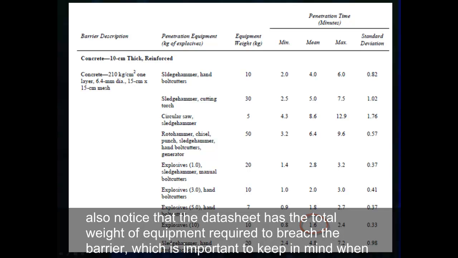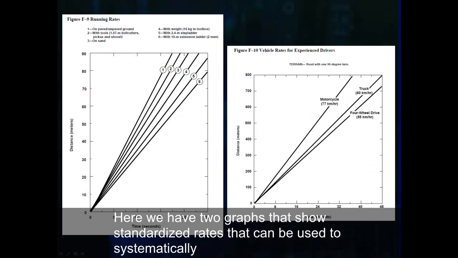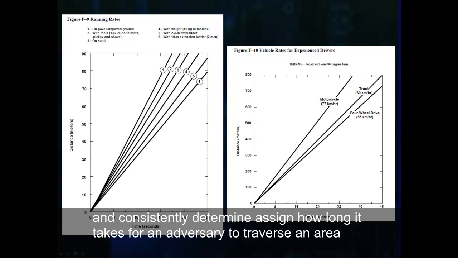Also notice that the data sheet has the total weight of equipment required to breach the barrier, which is important to keep in mind when analyzing multiple barriers because the adversary is limited by how much weight they can carry. Here we have two graphs that show standardized rates that can be used to systematically and consistently assign how long it takes for an adversary to traverse an area.